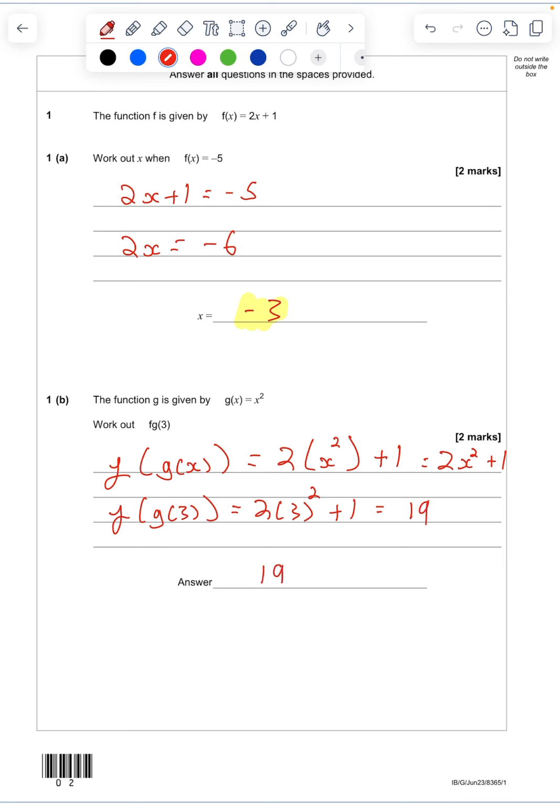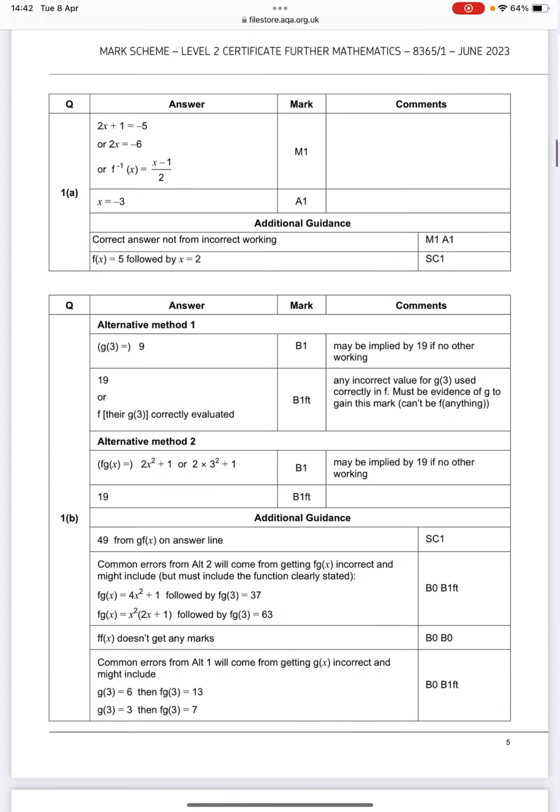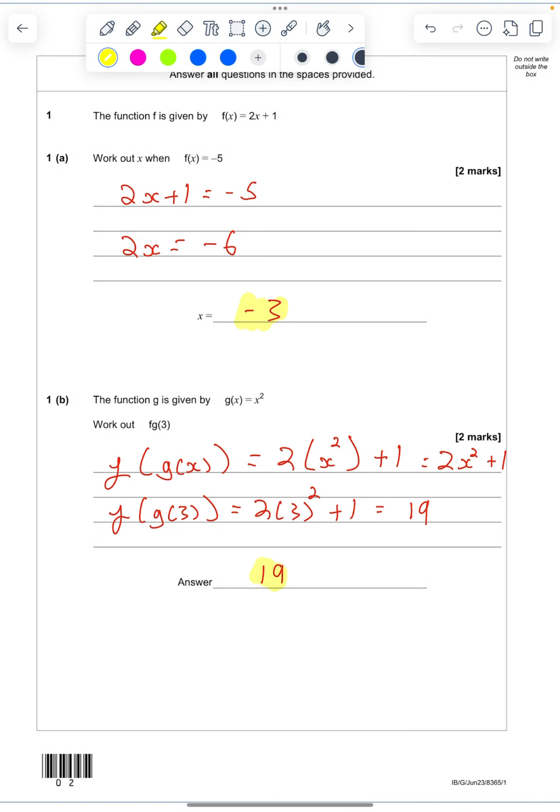Okay, so my iPad is lagging a little bit. I'm not quite sure why, which is making it a little bit awkward, but that should be fine. So check the mark scheme: minus 3 and 19. Yeah, we're looking good. Okay, perfect.